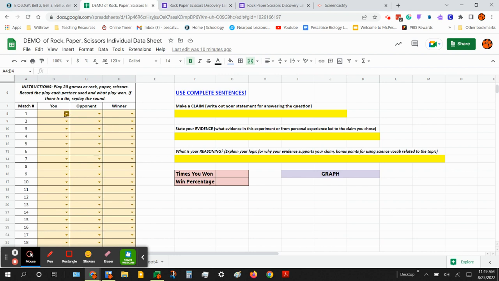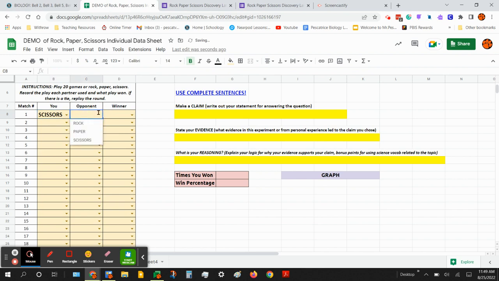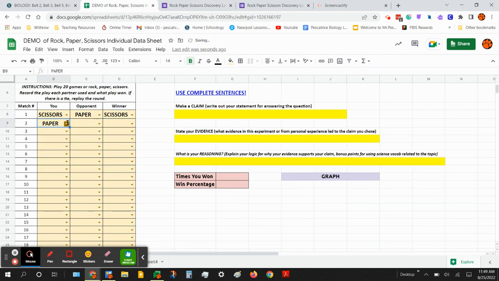So let's say I play scissors first, and my opponent plays paper. In this scenario, scissors beats paper. So in the winner column, you're going to write scissors. If I played again and I chose rock, and my opponent chose paper, my opponent wins. So paper is the answer right there. And you're going to keep going and fill this all out.